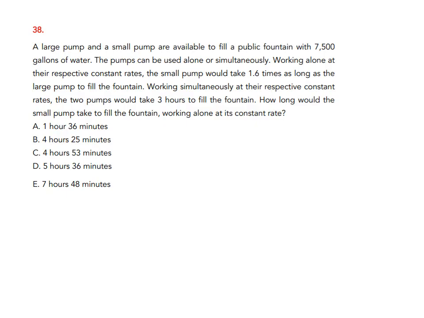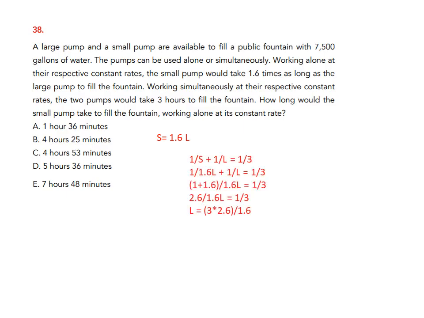Working simultaneously at their respective constant rates, the two pumps would take 3 hours to fill the fountain. How long would the small pump take to fill the fountain working alone at its constant rate? So S is equal to 1.6 L because the small pump takes 1.6 times as long as the large pump. Now, we know that the two pumps take 3 hours to fill the fountain. So this is the combined thing, right? We don't know the individual ratio.